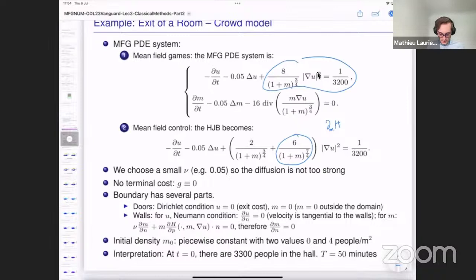The terminal cost actually is, yes, you can take the terminal cost 0 and the running cost as I described before, or you can put also a terminal cost like the one I described in the previous slide. And we put Dirichlet condition at the doors and a Neumann boundary condition on the walls, so the walls of the room and also the walls of the obstacles.